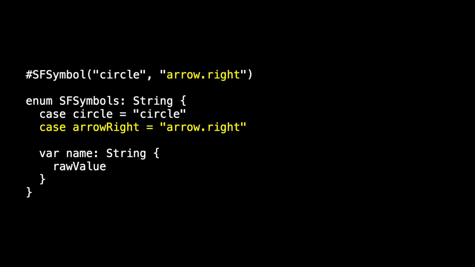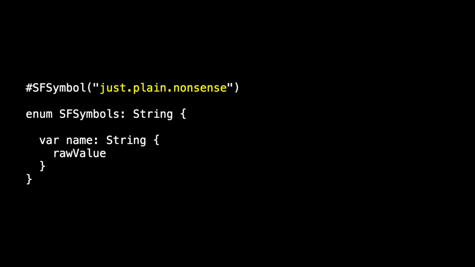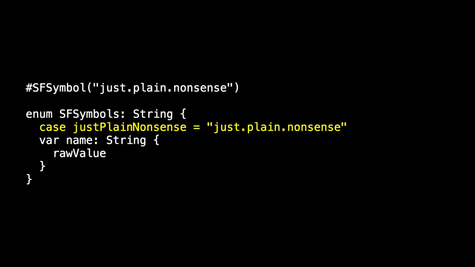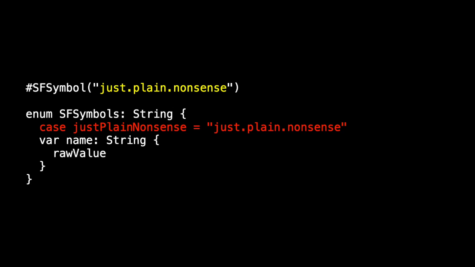That's just a quick look at our declaration macro. Next time, if we enter something that isn't correct, like just plain nonsense, instead of getting a case that's just plain nonsense, what we want to have happen is that we're warned that this isn't a valid SF symbol name.